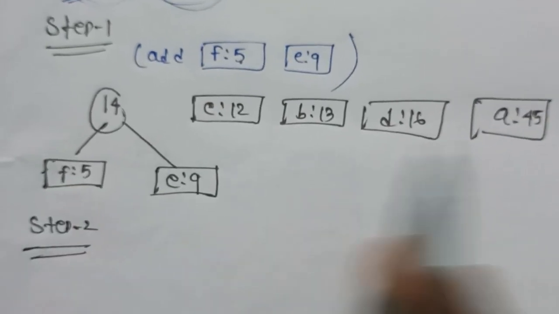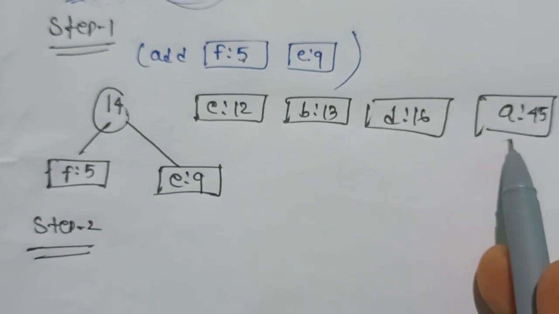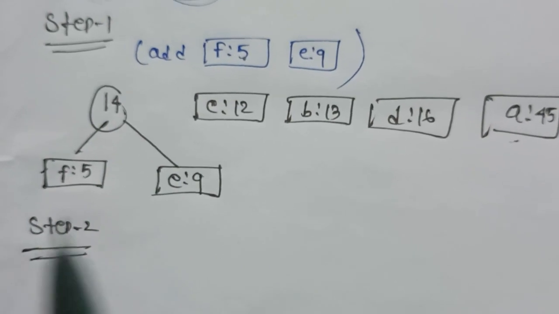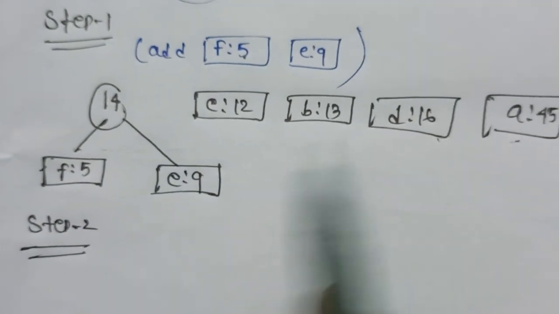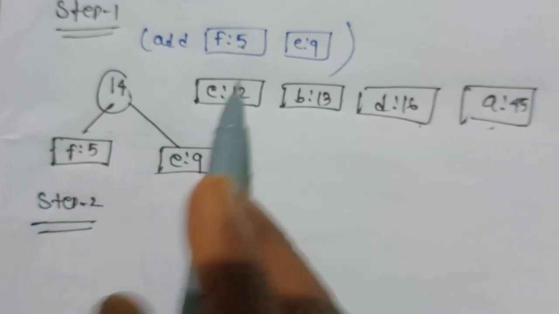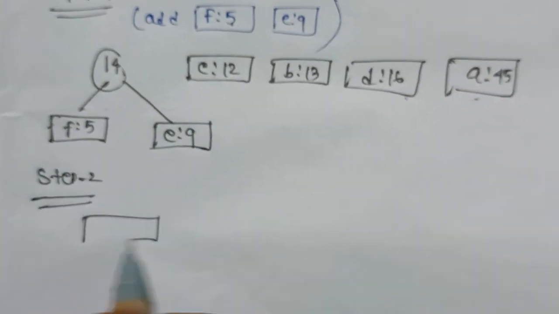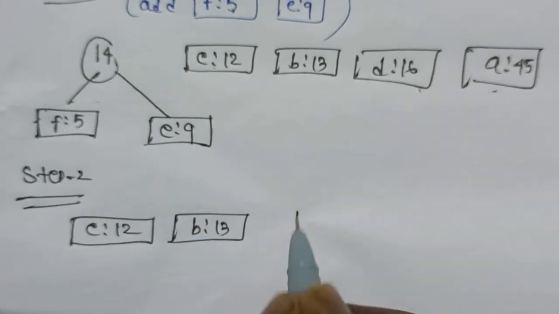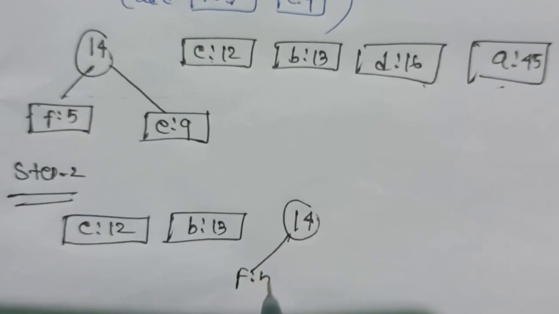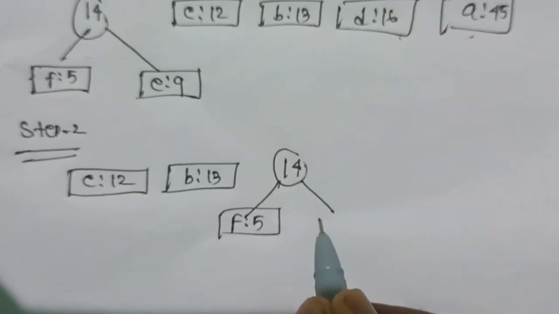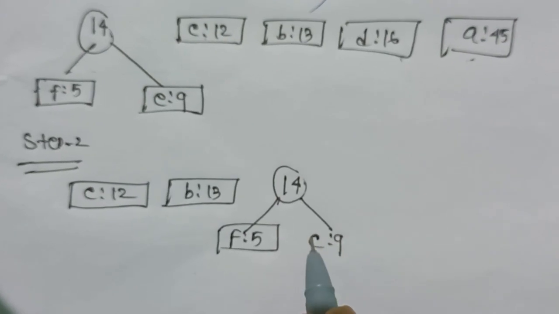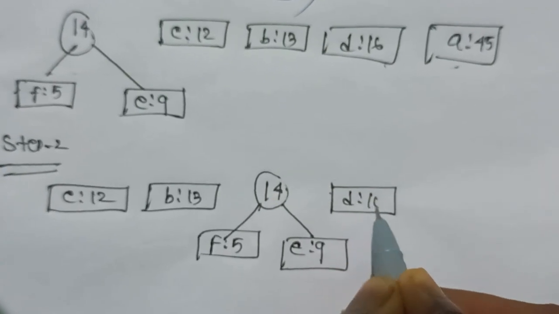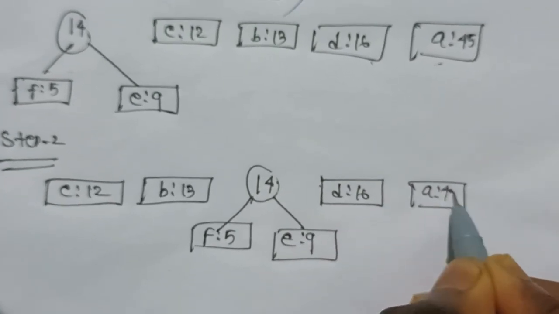In step number 2, we have to rearrange these things because they are not in increasing order. So we have to arrange them in increasing order, or you can say ascending order. So first C12 comes, then B13, then 14 with F5 and E9, then D16, then A45. Clear?